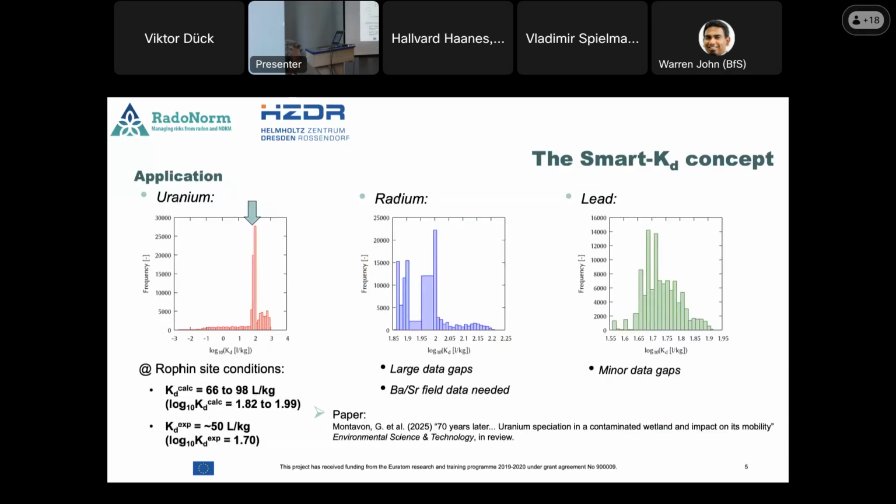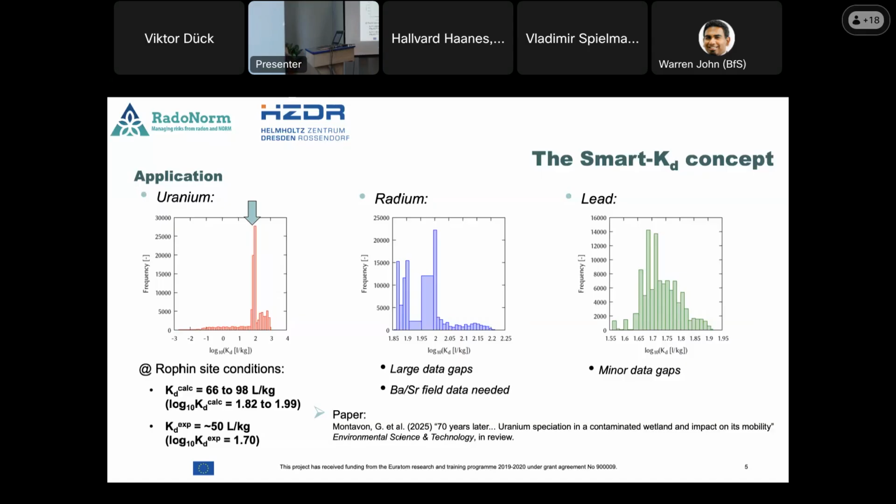For uranium, a large variety of KD could be obtained when calculating KD under varying geochemical conditions. This is due to the effect of uranium redox chemistry as well as carbonate and alkaline earth carbonate complexation at neutral pH values. And at exact site conditions, the calculated KD matches very well with the KD values measured from the field samplings. Also for radium and lead, KD values could be obtained.